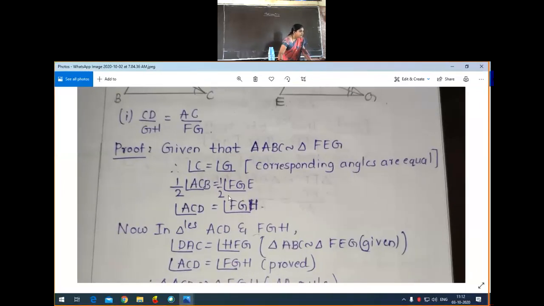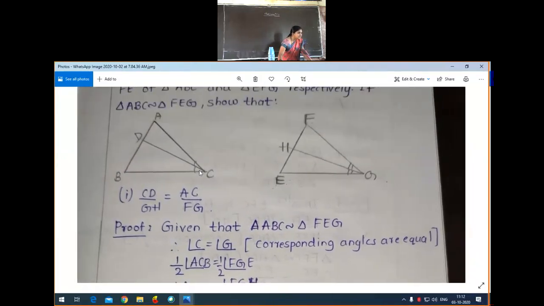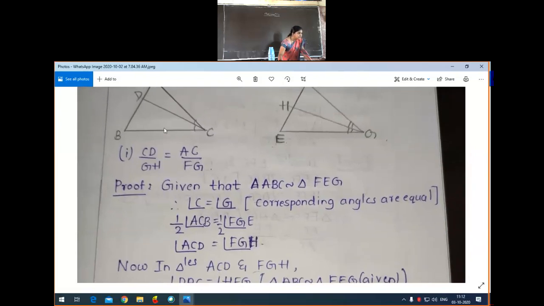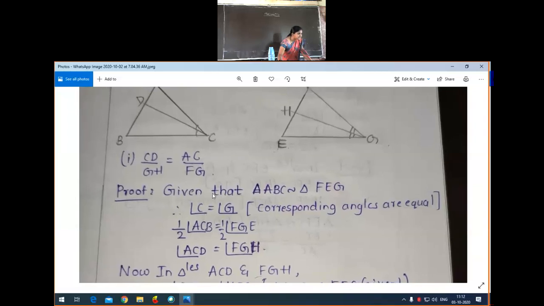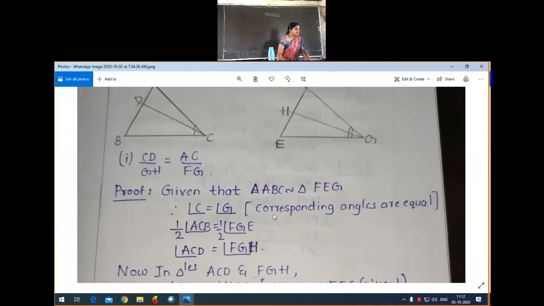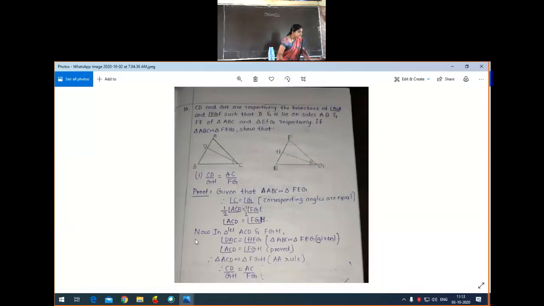See here, half of ACB is equal to half of FGE. So what we have to take now for the proof, I need this half part. Half of ACB we can take as angle ACD, then half of FGE we can take as angle FGH. Okay, next step. Now in triangle ACD, you just take this triangle ACD and this triangle FGH.